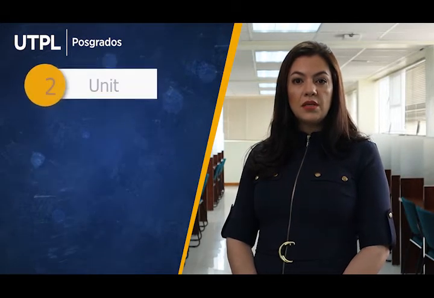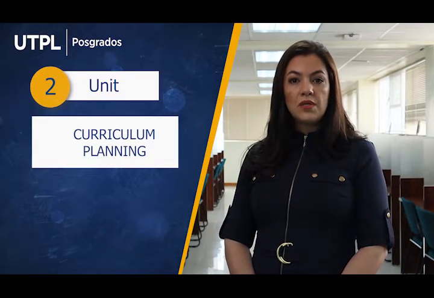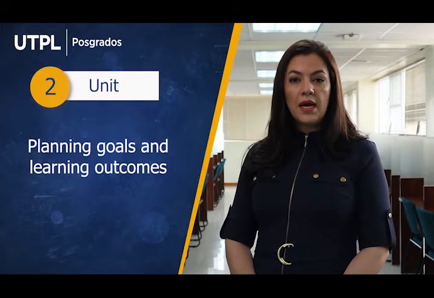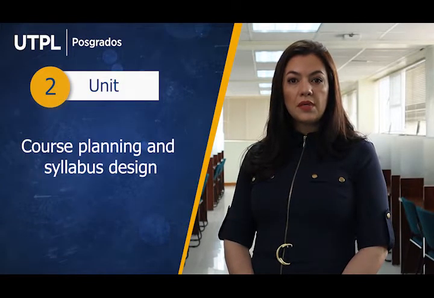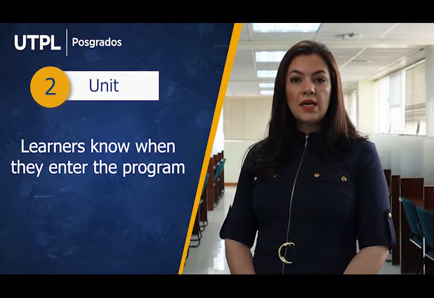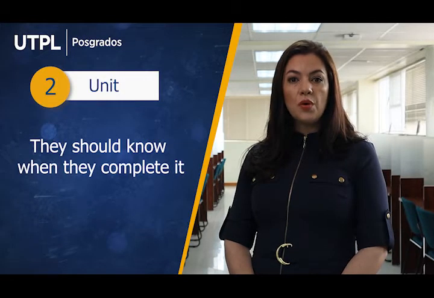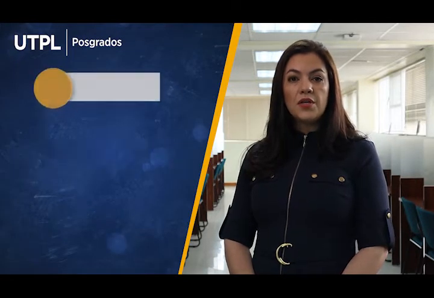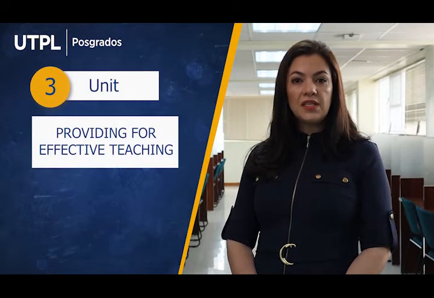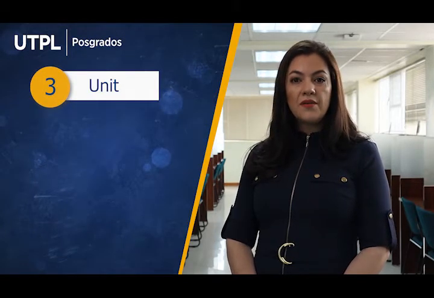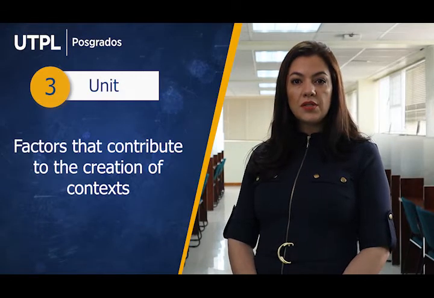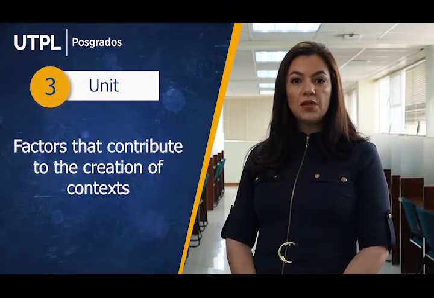The second unit, Curriculum Planning, covers 2 subtopics: planning goals and learning outcomes, and course planning and syllabus design, which are designed to bridge the gap between what the learners know when they enter the program and what they should know when they complete it. The third unit, Providing for Effective Teaching, is related to all the factors that contribute to the creation of contexts and work environments that can facilitate good teaching.